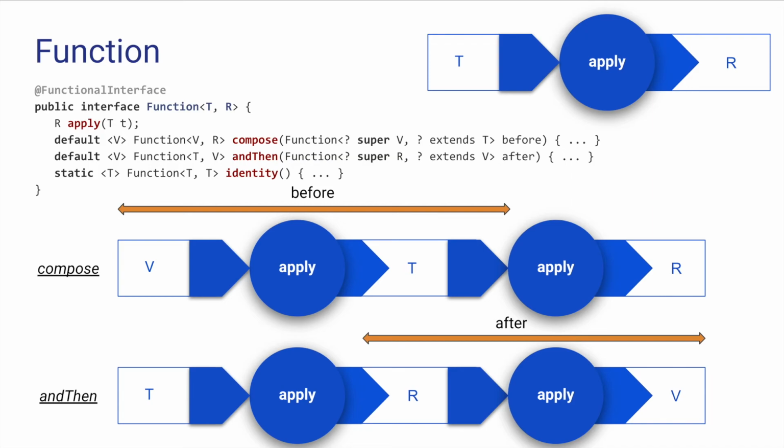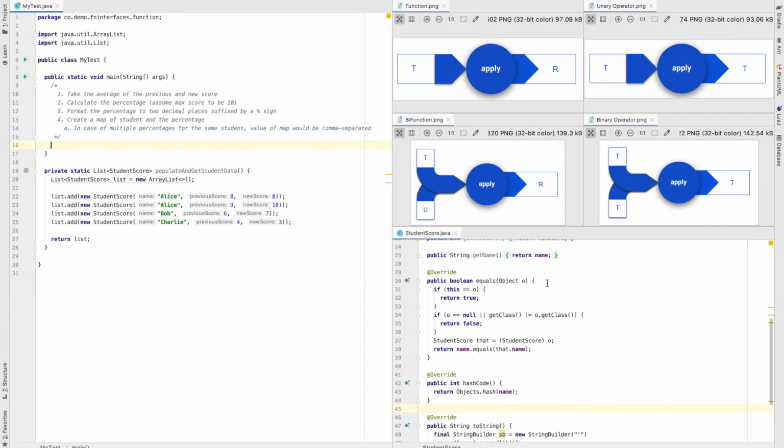Let's now look at a demo. I have the same setup of student score with some extension. I have overridden hashCode and equals methods, which say two objects are the same if their name matches. In my test class, I have a method that populates dummy student score data. So we have two scores for Alice, one for Bob and one for Charlie.